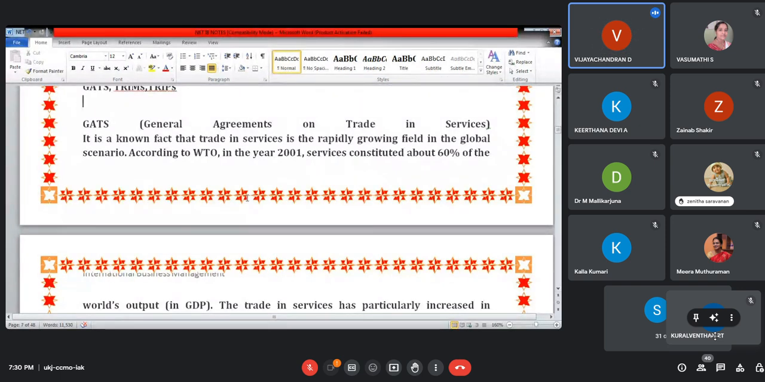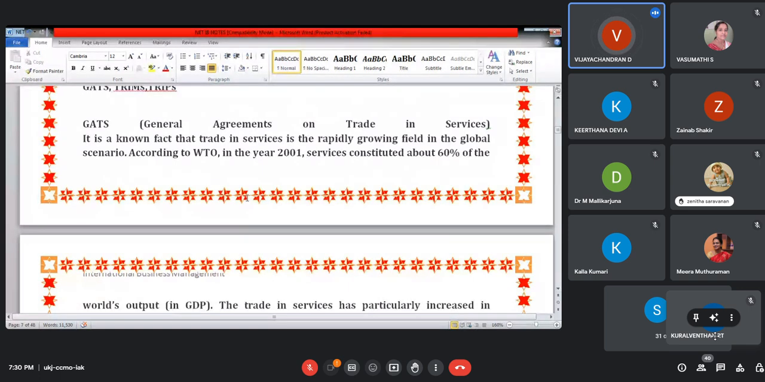So as the name suggests, they will not be involved in tangible products. They will not be involved in arbitration or any agreement in products. They will deal only with services. So it is one of the organs of WTO. In the year 2001, WTO created this GATS, General Agreement on Trade in Services.